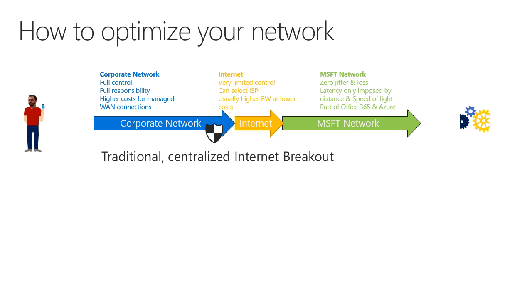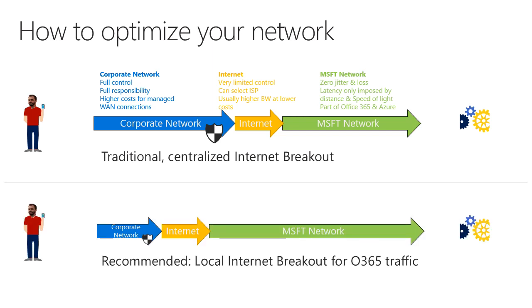So going back to this picture, what we've just done, by implementing the local internet breakout, is we've reduced the amount of corporate network that is involved. The amount of internet that is involved might or might not change, but in the end, you can take more advantage of the Microsoft network and all the improvement that we are doing in the service with bringing the service endpoints as close to our users as technically possible. So this is really the recommendation here. Implement local breakout for Office 365 traffic, while all other traffic is still routed to your centralized security stack.